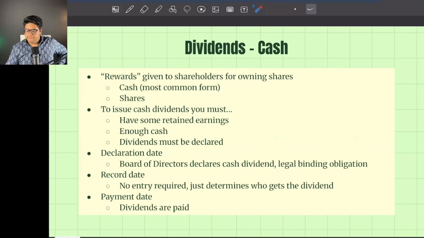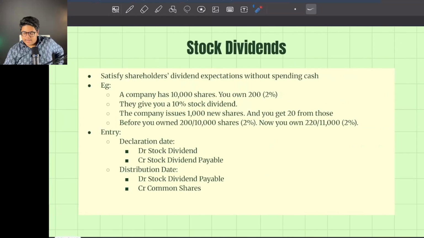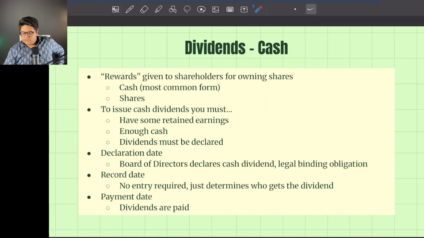Now let's go over dividends. There are 3 types of dividends. There are cash dividends, stock dividends, and stock splits. So let's go over cash dividends. Well, number 1, let's go over what a dividend is. It's basically a reward given to shareholders for owning shares. When you own shares of a corporation, the goal is that you make money, and the way you make money is either through cash dividends or more shares, right? You either get cash or you get more shares.